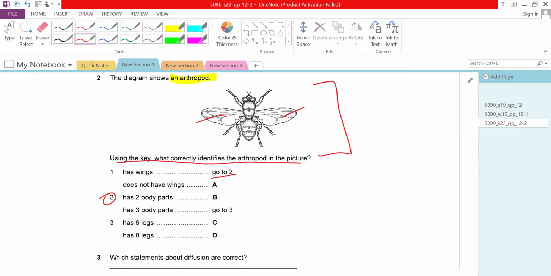If it has 3 body parts, then go to 3. It has 3 body parts. First is head, then thorax, and then abdomen. Then go to 3. Has 6 legs, so it would be C. Has 8 legs, it would be D. 1, 2, 3, 4, 5, 6. It has 6 legs, which means it is C. So the correct option for question 2 is C.